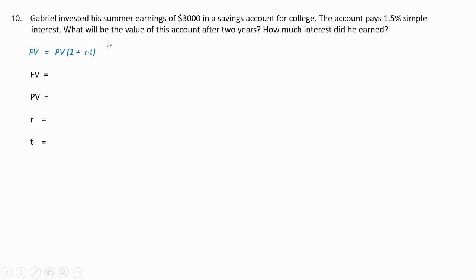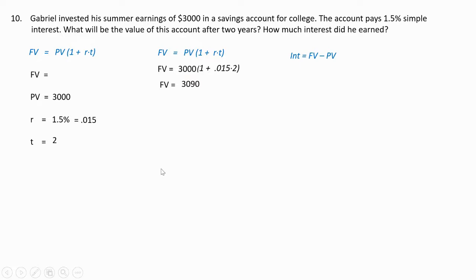Okay, now, what are we looking for? If you notice here, what will be the value of the account after 2 years? So we're looking for the future value, because 2 years from now is the future. So the 3,000 has to be the present value. The interest rate is always given with a percent symbol. So the interest rate will be 1.5%. You have to convert it to a decimal, which will give us 0.015. And the T stands for time, which is going to be 2 years. So plug everything into the formula as it is. Right, use your calculator. You'll get 3,090.